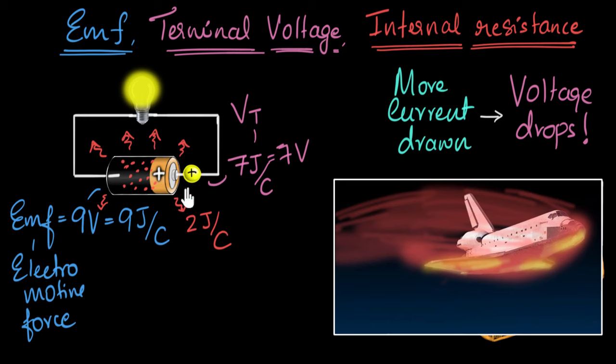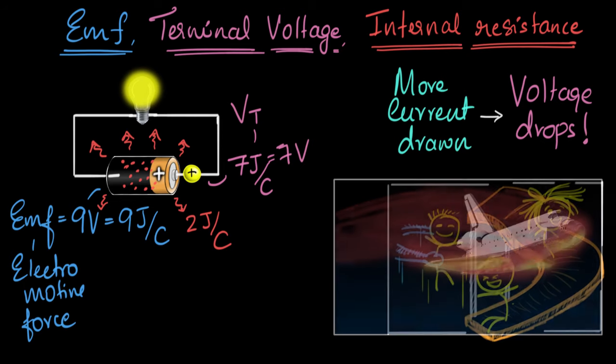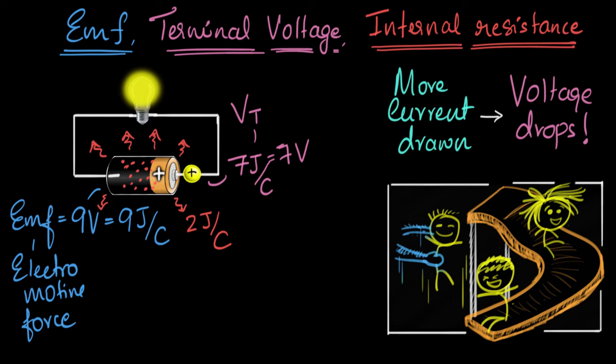So when you go faster through any medium, the medium is the same air, but when you go faster through it, the heat generated is more. The same idea is applicable here as well. As the charge moves faster through this battery, more heat gets generated. Maybe this time 5 joules per coulomb is dissipated as heat, more heat. So now, what will be the new terminal voltage? Out of 9, 5 got lost, so the new terminal voltage would only be 4.